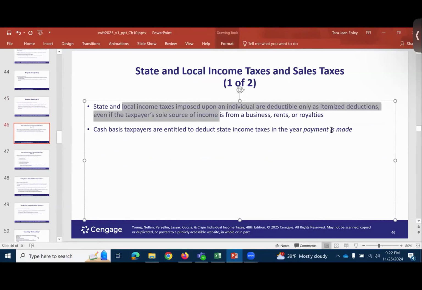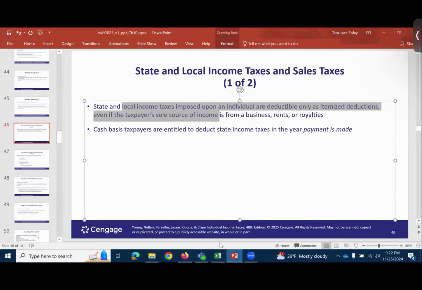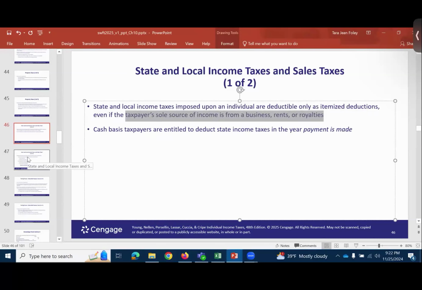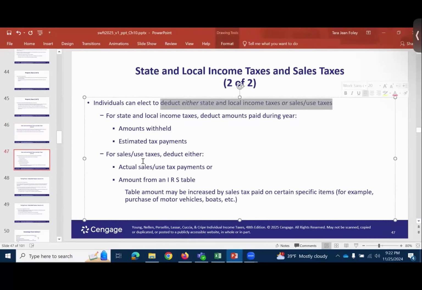State and local income taxes are deductible as itemized deductions over here, even if your sole source of income is from business, rent, or royalties, because that would be state taxes that you paid last year on your personal state tax return. So you can either deduct state and local income taxes or sales and use taxes. You can't do both. So it'll all depend on where you make your money, right?